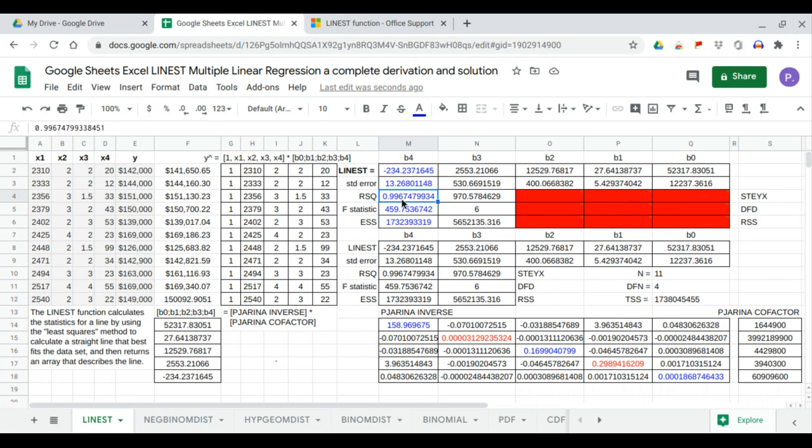This completes the LINEST multiple linear regression. And this is a complete solution of the LINEST. You cannot find this in any other YouTube video.